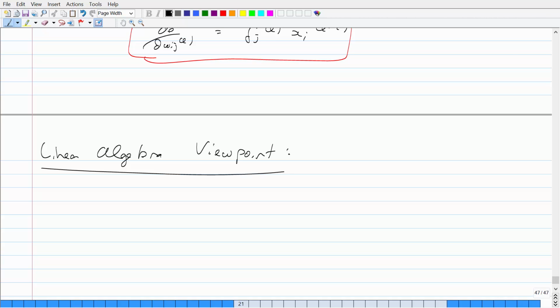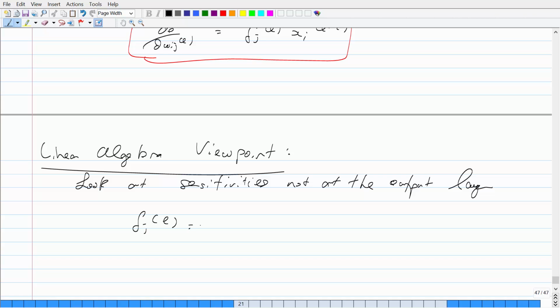Okay, so what we're going to do is take a look at the sensitivities at a layer that's not at the output. So let's look at a layer not at the output layer. Okay. All right, so it looks something like this, with layer L plus 1. All right, so if you want to compute the sensitivities, you have to look at the next layer and propagate backwards, right?